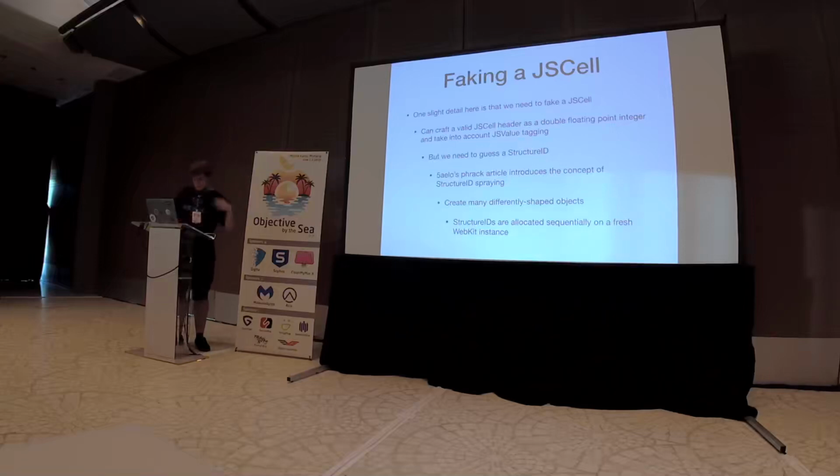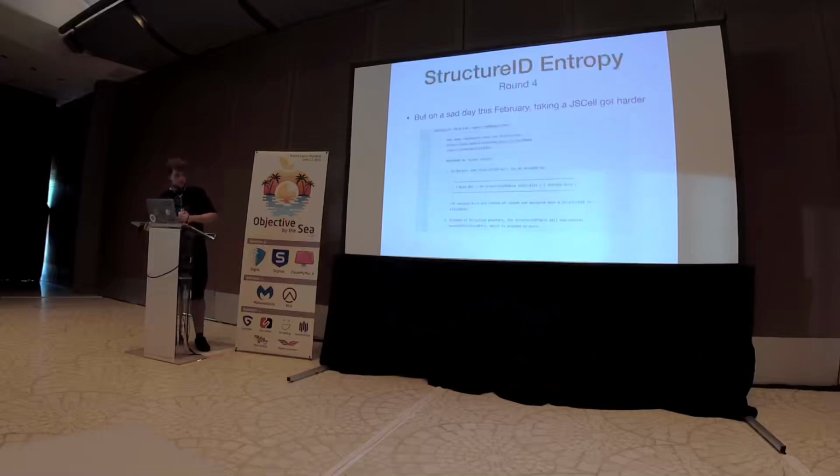And in Samuel's white paper, this was accomplished by just spraying structure IDs, by creating lots of differently shaped objects. And in this specific case, JavaScriptCore would just create structure IDs sequentially, and you could just guess one of those, and it would be very reliable. And this is what most JavaScript exploits do, or did rather. Because this February, faking a JSC got a hell of a lot harder.